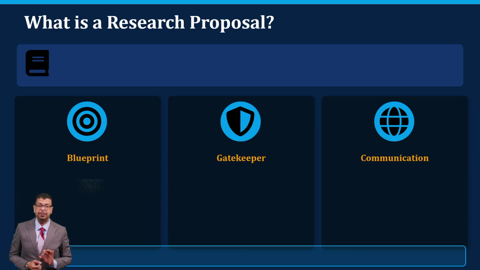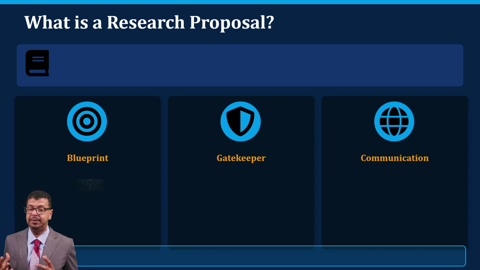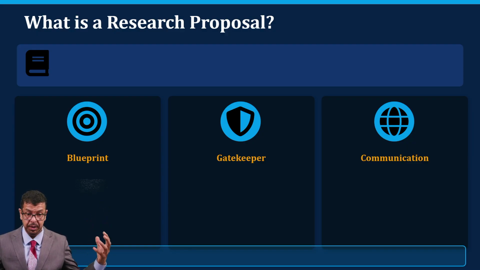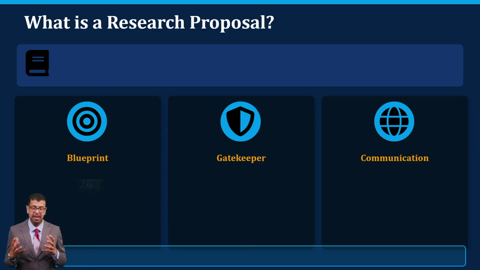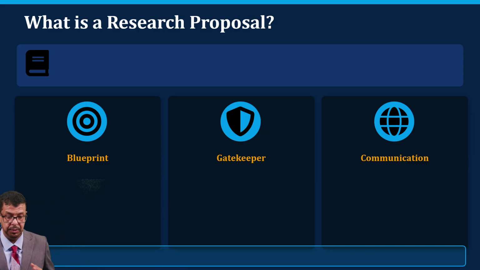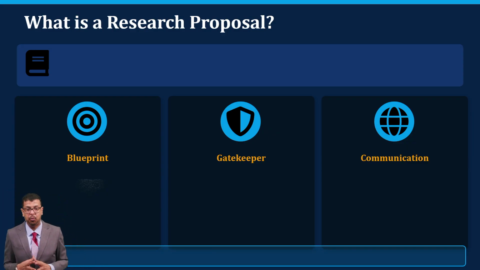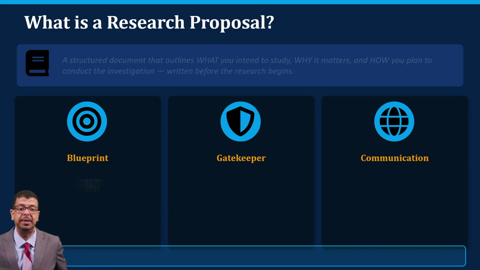Whenever we think about a research proposal, we have to think about these three things. We should look at it as a blueprint, a blueprint from planning till dissemination of the result. It should consider all sections. Also think about it as a gatekeeper with the ethical approval, and think about it as a communication in which you communicate a message with your supervisor and maybe other stakeholders.